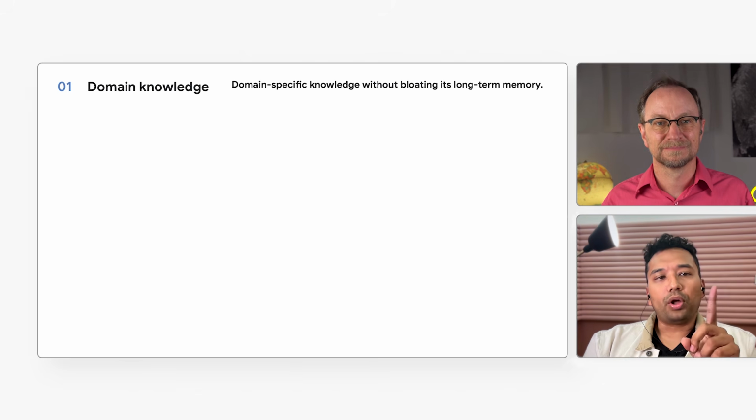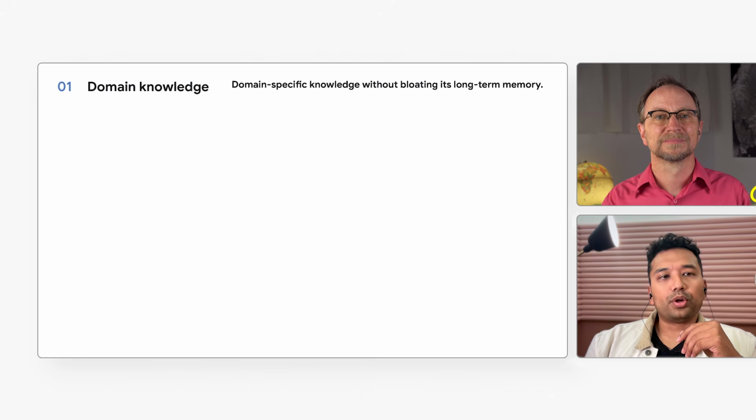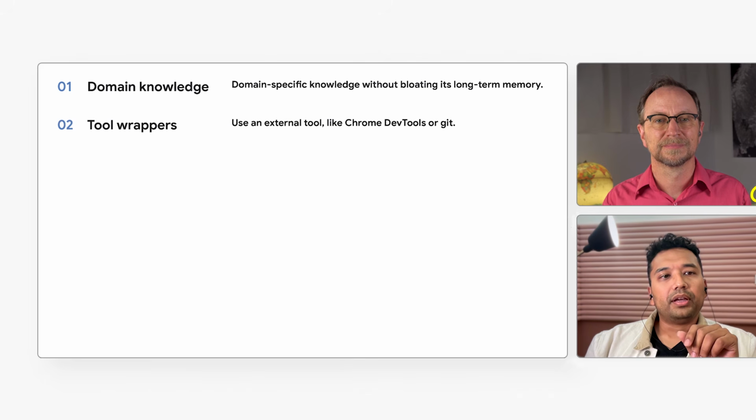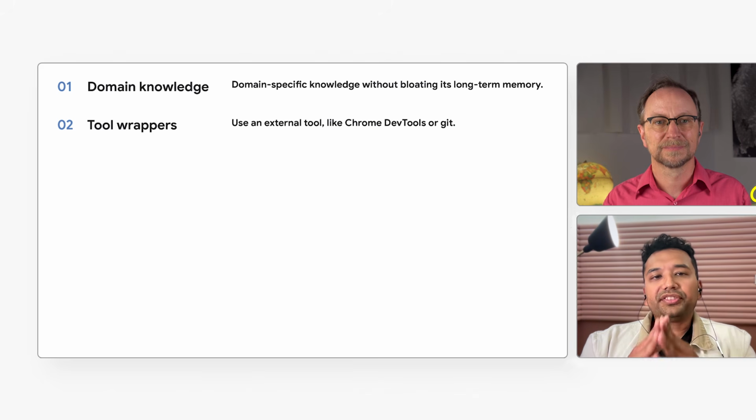All right, good stuff. Let's review. To recap, you are looking at 7 ways to level up your agent with skills. Use domain knowledge skills when your agent needs domain-specific knowledge without bloating its long-term memory. And if you're using Google Cloud, check out Google's official repo of skills. Use tool wrappers when your agent needs to use an external tool like Chrome DevTools or Git.